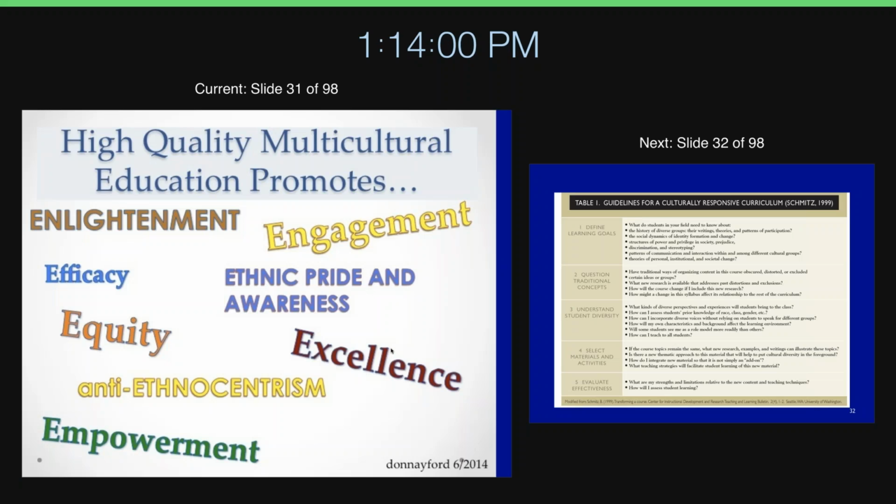So when I think about multicultural education, I want to offer that it promotes engagement, it promotes equity, empowerment. It is against ethnocentrism. I really believe, as you saw with the picture of my grandson, that it can promote ethnic/racial pride and awareness. And when done well, it also promotes equity. And that's the short list.